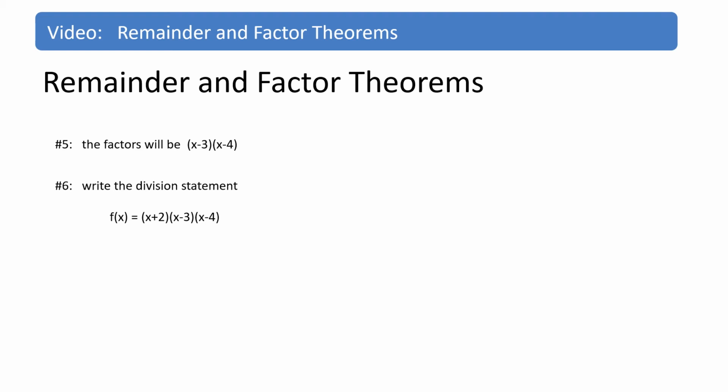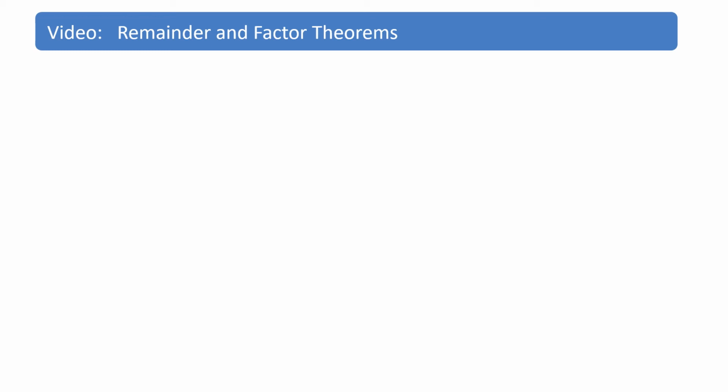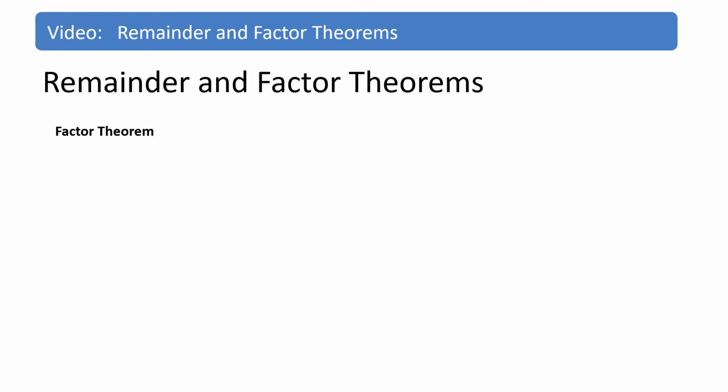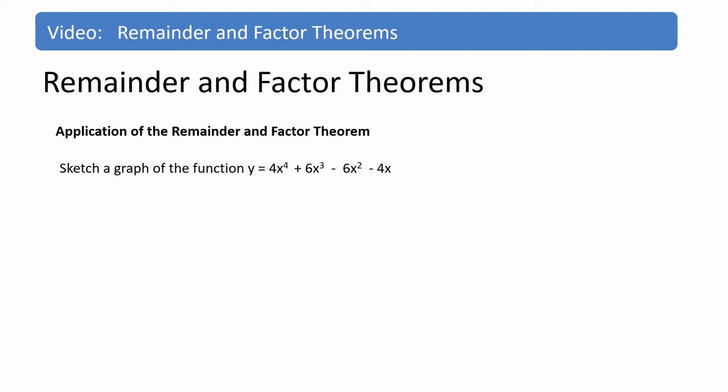Write our division statement. F of x then is equal to x plus 2 times x minus 3 times x minus 4. Now, let's put this all together. Take a look at an application for how we can use the remainder and factor theorem.